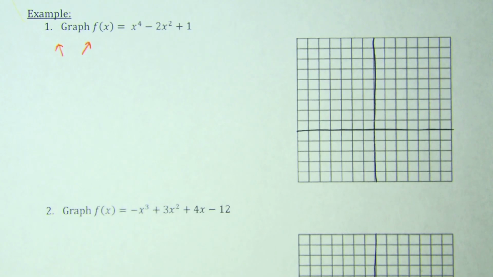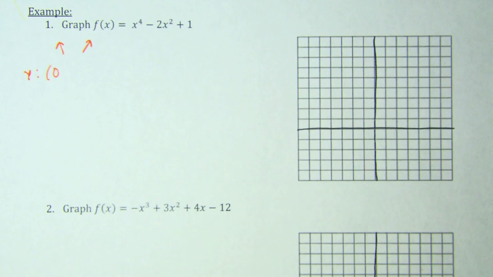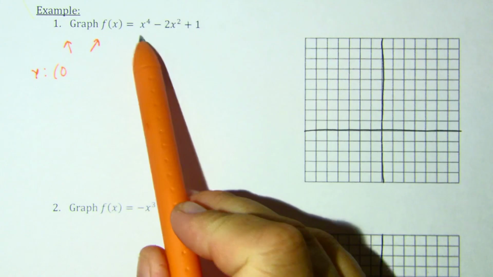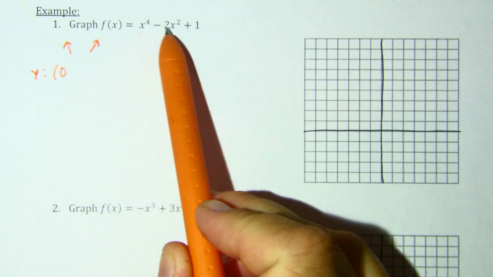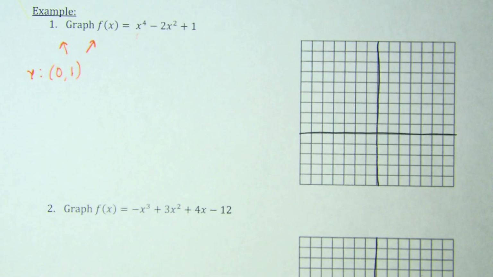The next thing I want to do is look at finding some easy pieces of information. Usually, finding our y-intercept is pretty easy. We're just plugging in 0 for x. And if I plug in 0 for x everywhere, I get 0, 0, and 1. So I know I have the point (0, 1).